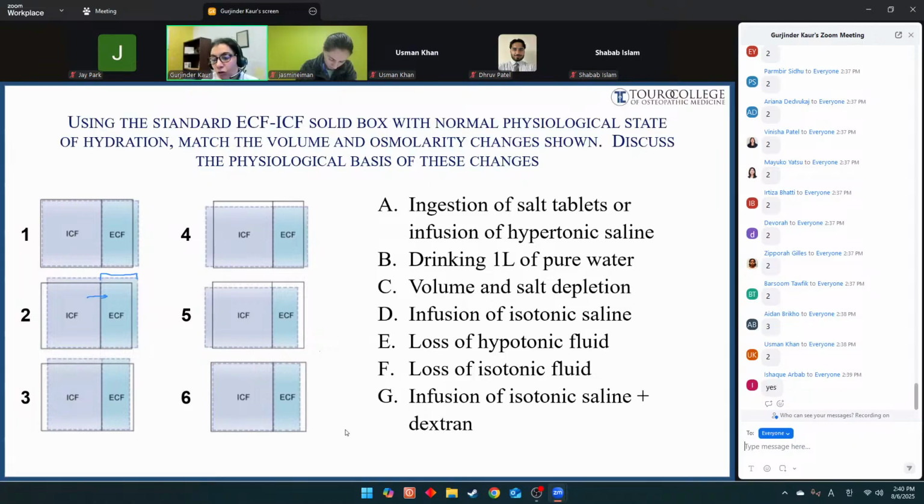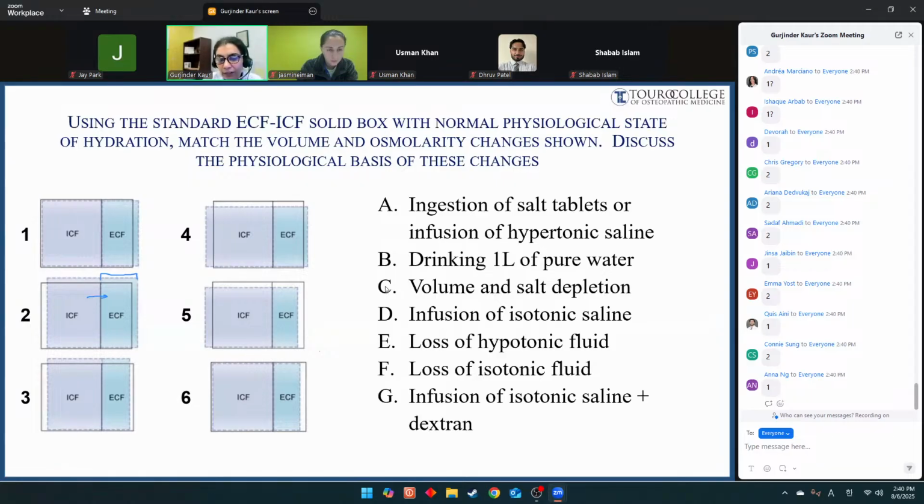All right, so my next question to you is, I'm going to go straight to G. G is infusion of isotonic saline, which has dextran in it. So what do you think is happening? Which one is correct? Dhruv is saying 1, most of you saying 2, and 1. 1 and 2, 1 and 2. Okay. Can anyone tell me what's the difference between 1 and 2? Who will explain?